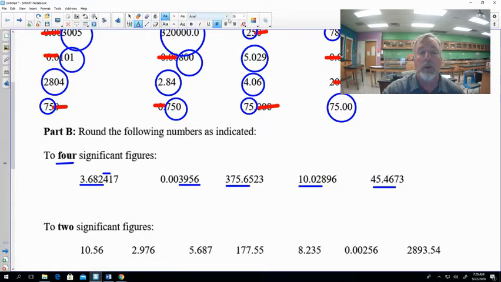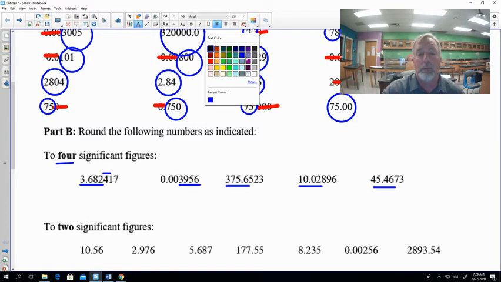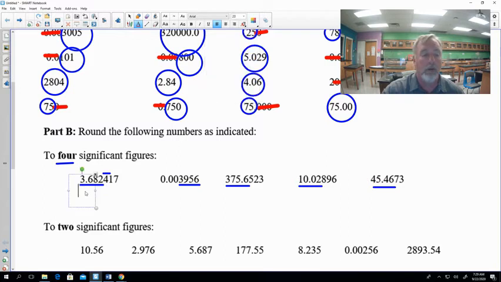So what's our answer here? Our answer here is going to be 3.682. We have 4 sig figs. And that 4 after the 2 tells you we're not going to round it up. So we just leave it as 3.682.